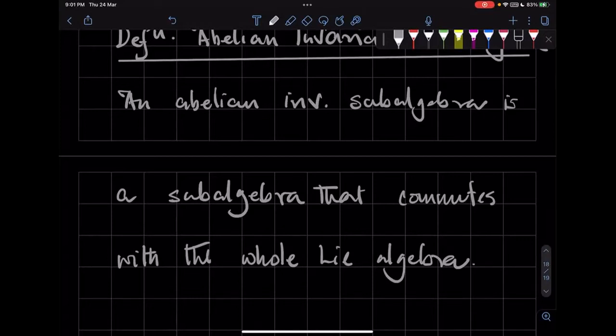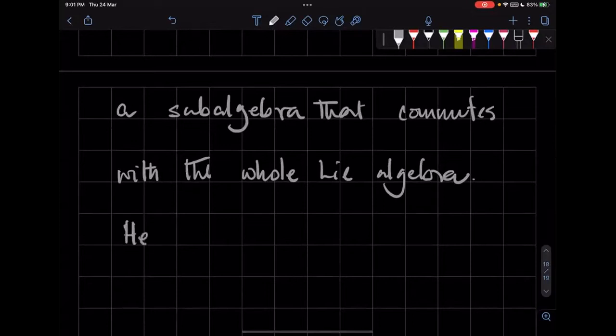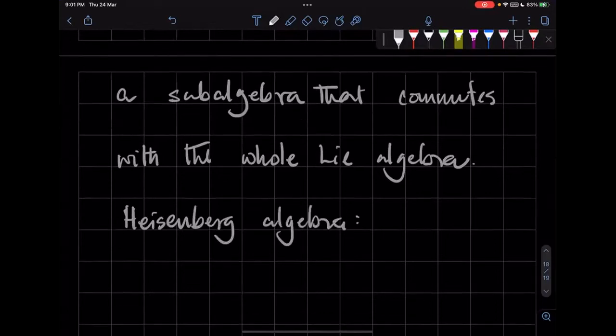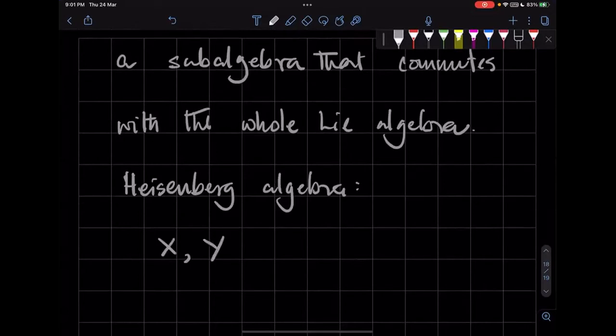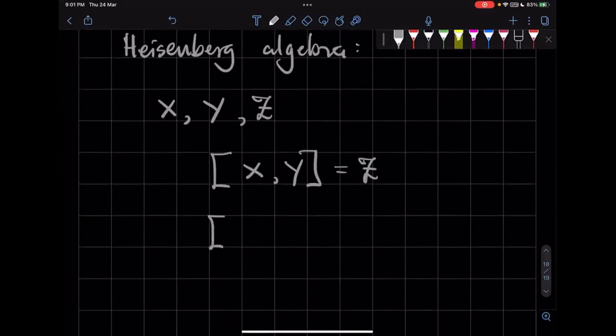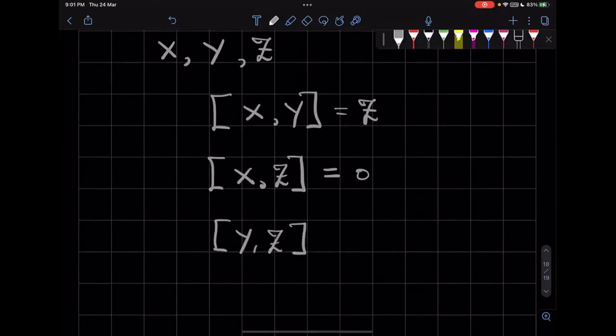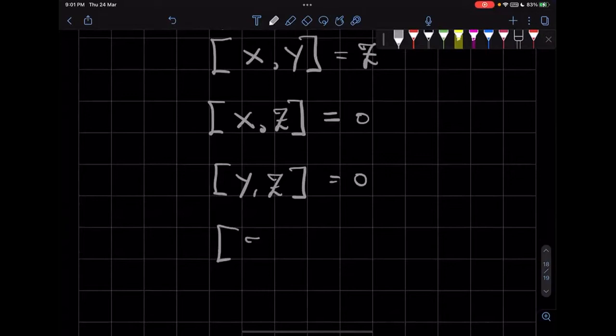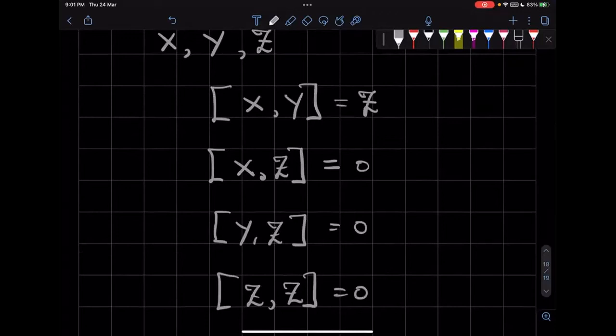Okay, let's refresh your memory. Remember the Heisenberg algebra? So the Heisenberg algebra had X, Y, and Z, right? And the commutator of X and Y gave me Z. But the commutator of X and Z gave me 0, right? And the commutator of Y and Z gave me 0. And obviously, Z will commute with itself. So isn't Z an abelian invariant subalgebra then?